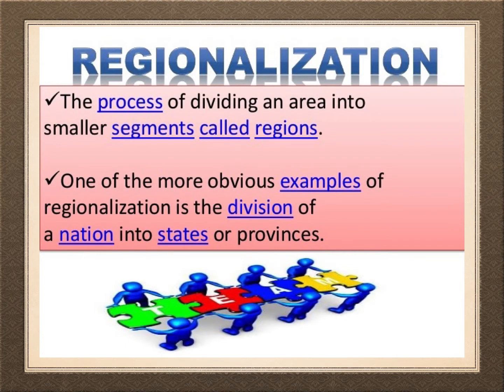Then comes the stage of regionalization, when the approach of geographers was to divide an area into smaller segments called regions, so that we can know each and every place on earth, or rather we can have a better idea about the physical features, the socio-economic features, and the cultural features.